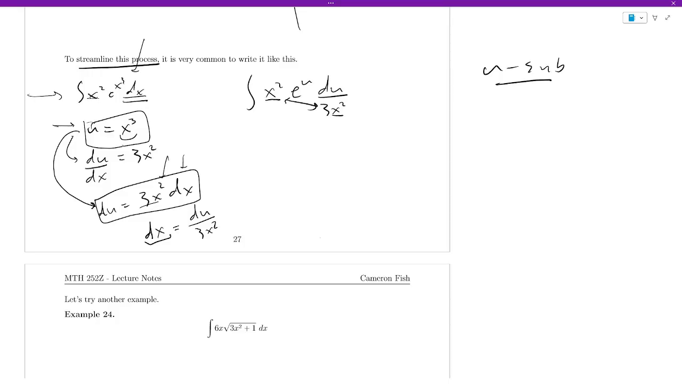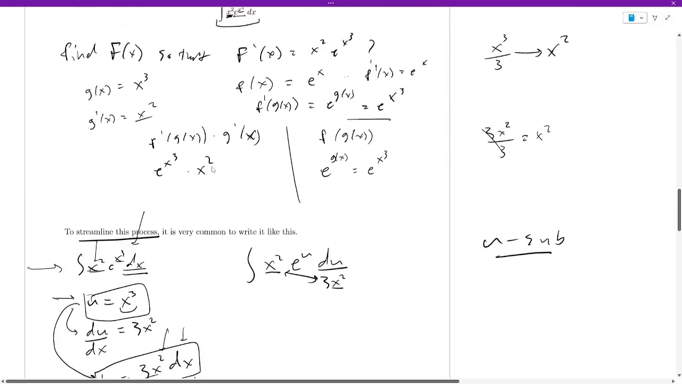So if I see this x squared out front, and I see this x cubed here, I'm like, oh sweet, if I take the derivative of x cubed, it's going to be 3x squared. If I end up dividing by 3x squared, then this x squared is going to cancel. That's what you want to spot at the beginning, to see if this is going to be a good u sub or not.